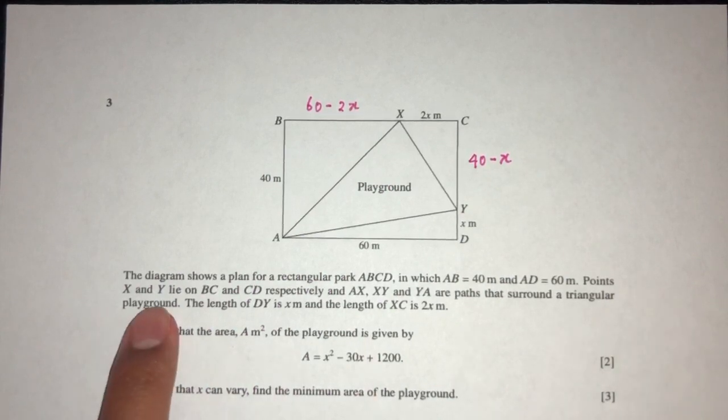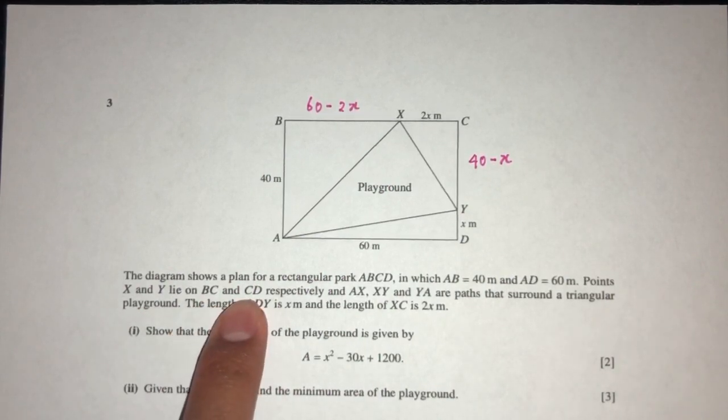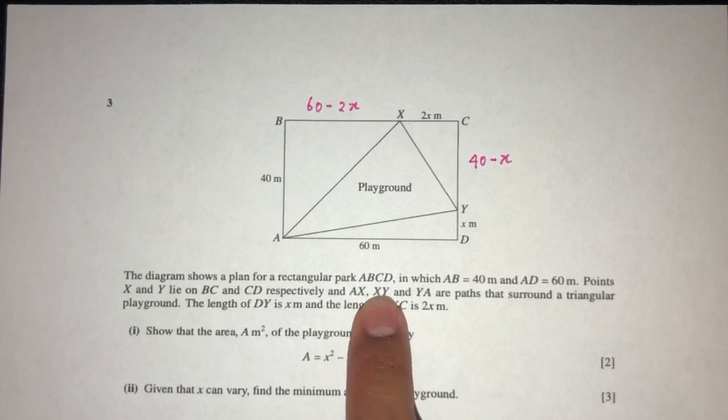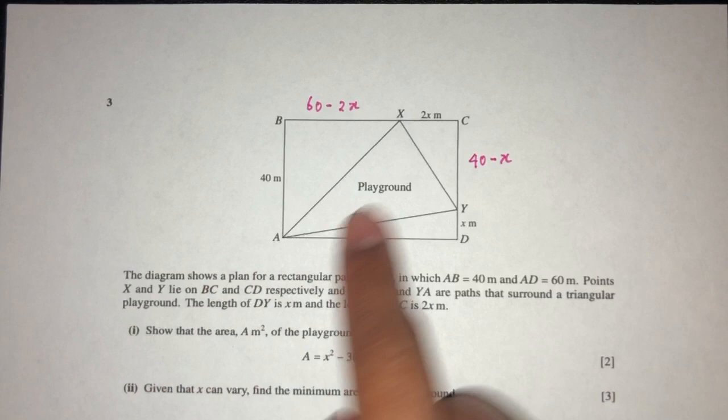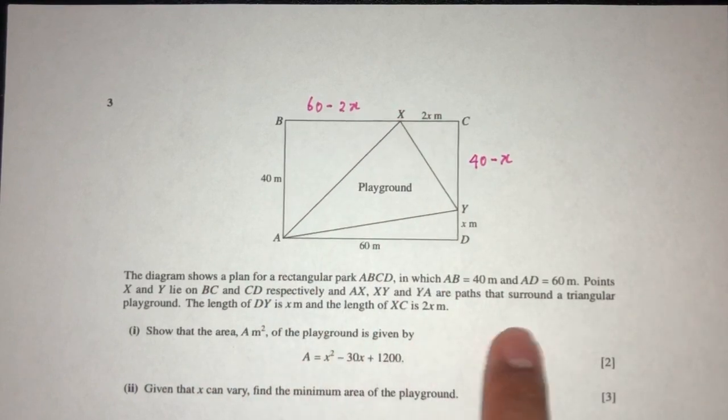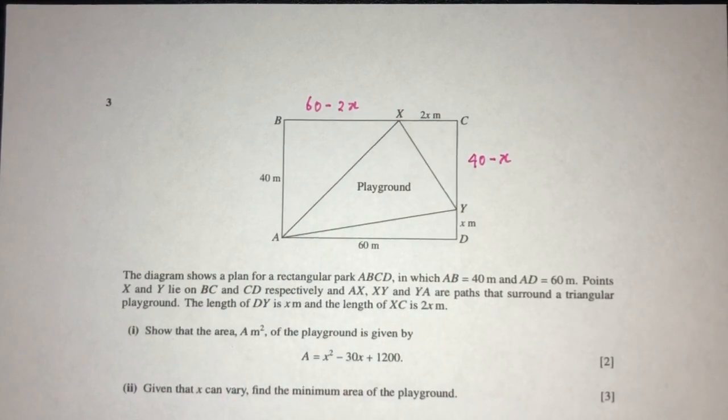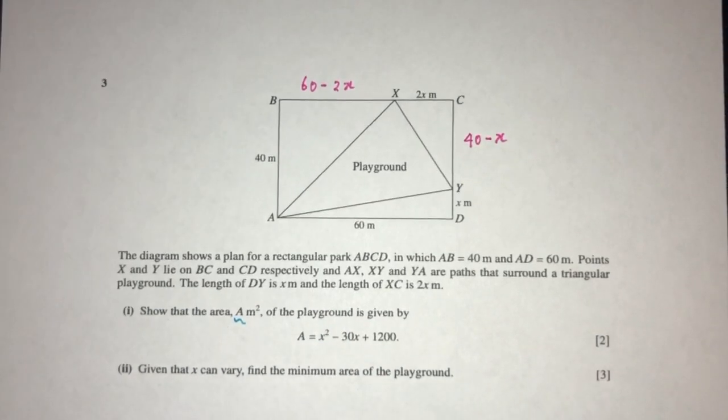Now points X and Y lie on BC and CD respectively. AX, XY, YA are paths that surround a triangular playground. Okay, so we have all this. So part 1, we have to show the area of the playground is given by this. So let's see, what is the area of this triangle? There are a few ways we can approach this question.